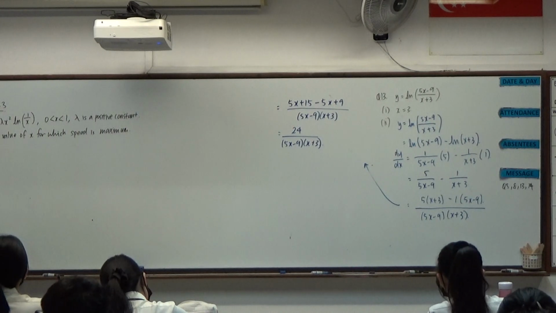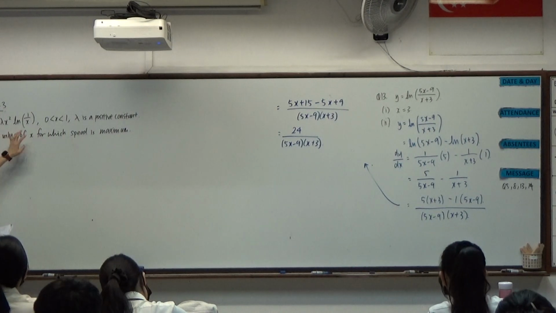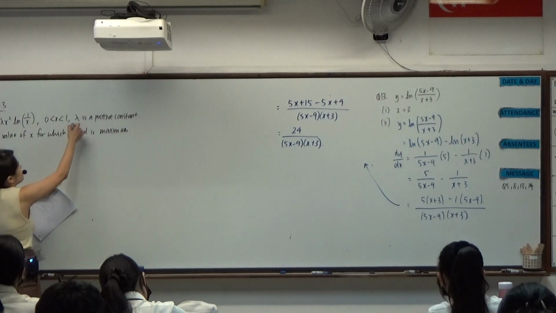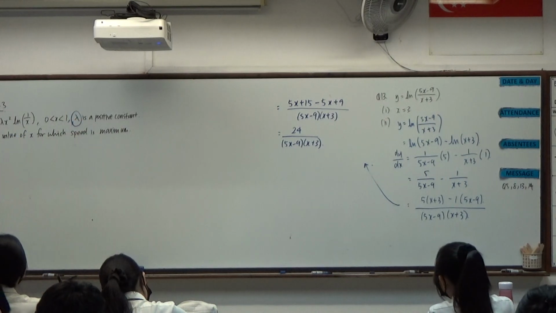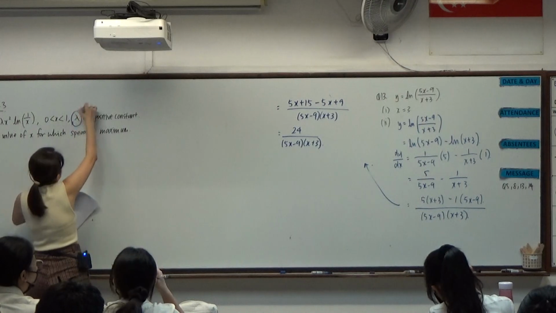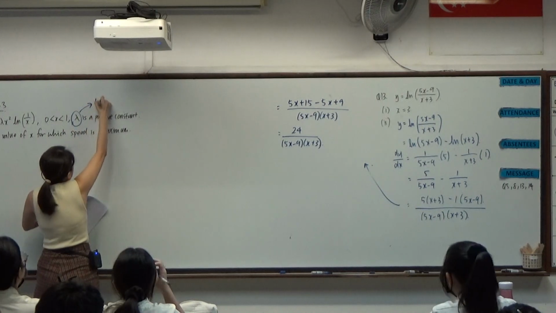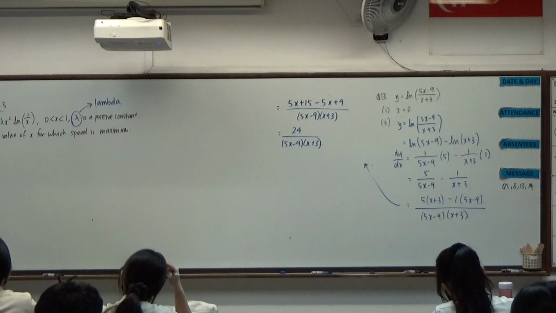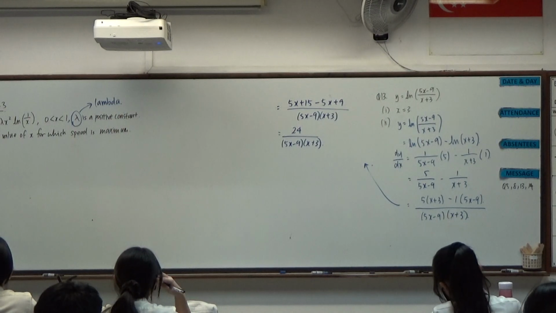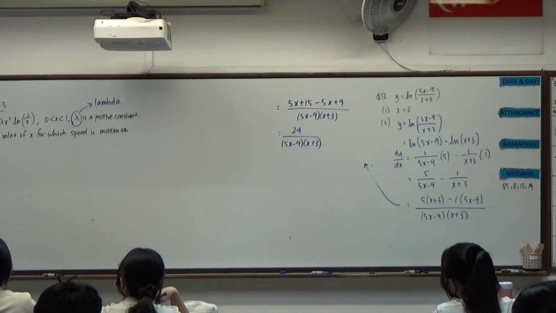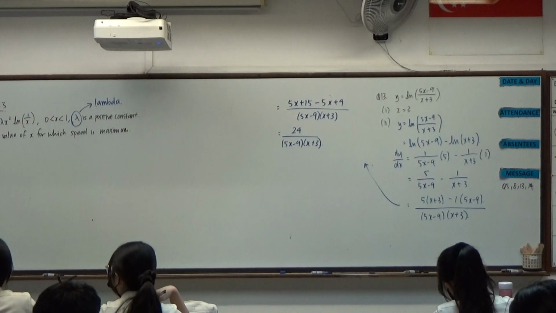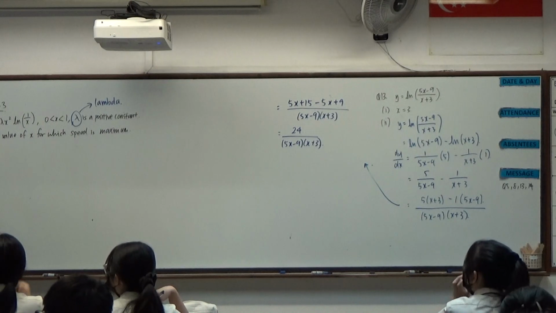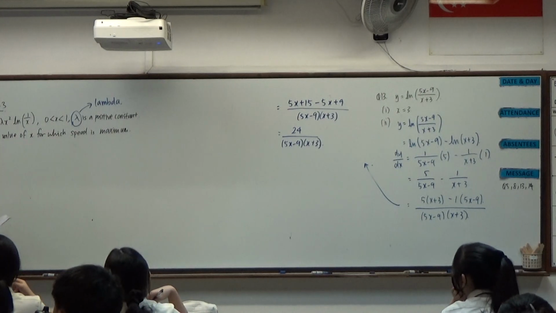Given that v equals lambda x squared ln(1 over x). In case you're not familiar with this symbol, it is not a Chinese character. It is a Greek letter, pronounced as lambda. For the physics students, you might be familiar with it because we use lambda to express wavelength. Okay, so find the value of x for which speed is maximum.